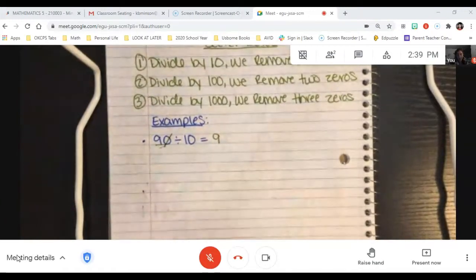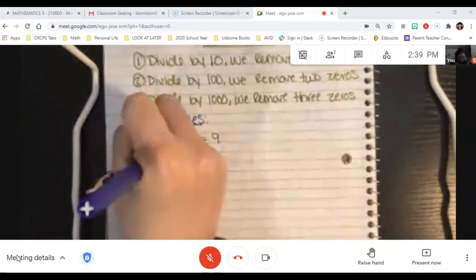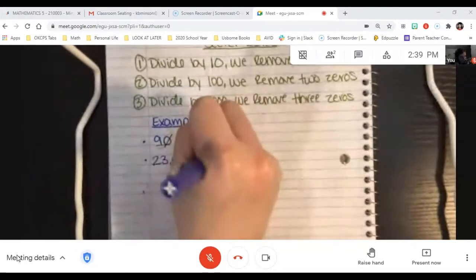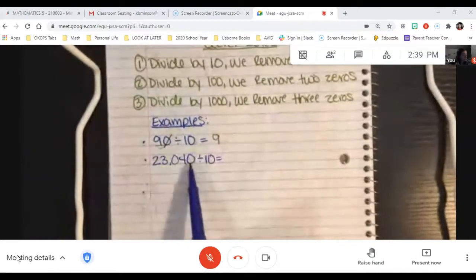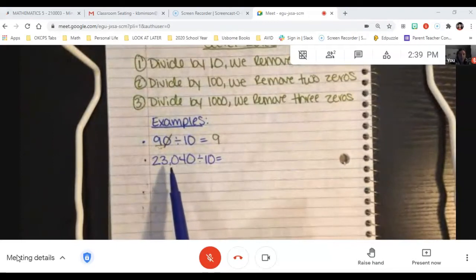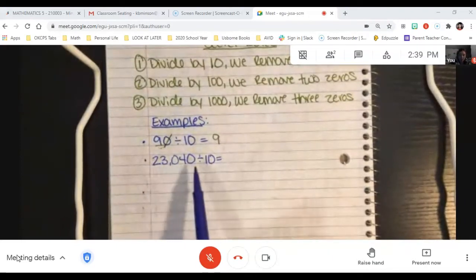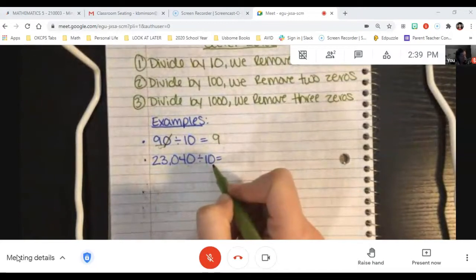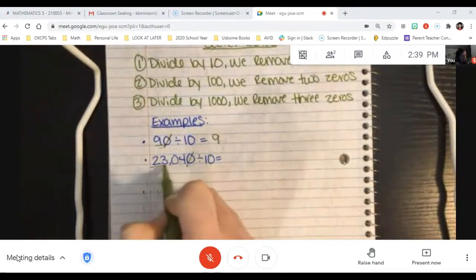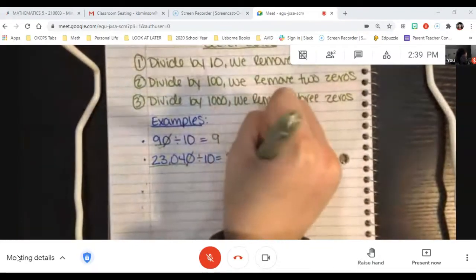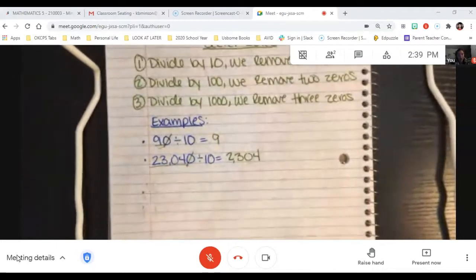All right, our next example is where we do not remove a zero from the middle of a number. Here we have 2 zeros, but we always just remove it from the end, never from the middle. Never, never, never. We never touch the one in the middle. It's always at the end that we remove or add. So we're dividing, removing that 1 zero, and our answer is what is left over. So our new answer would be 2,304.